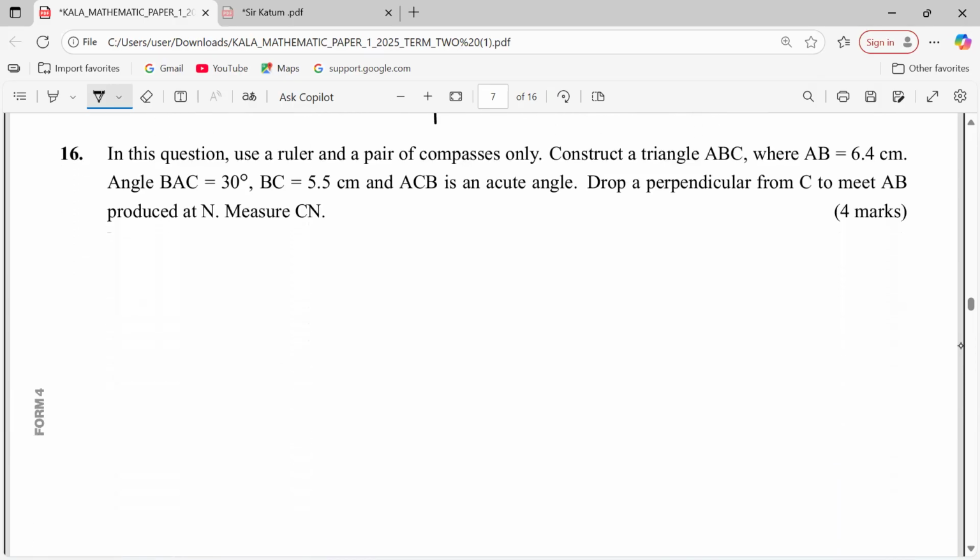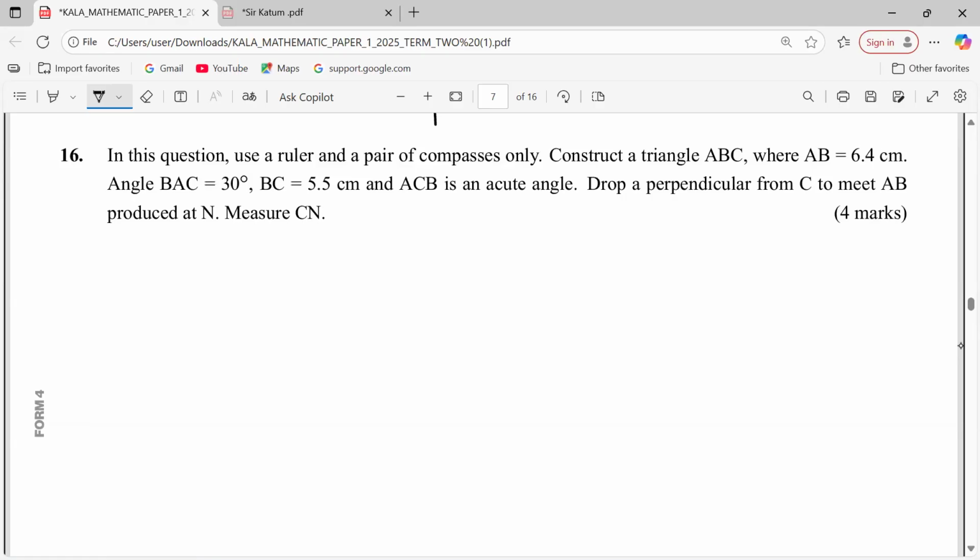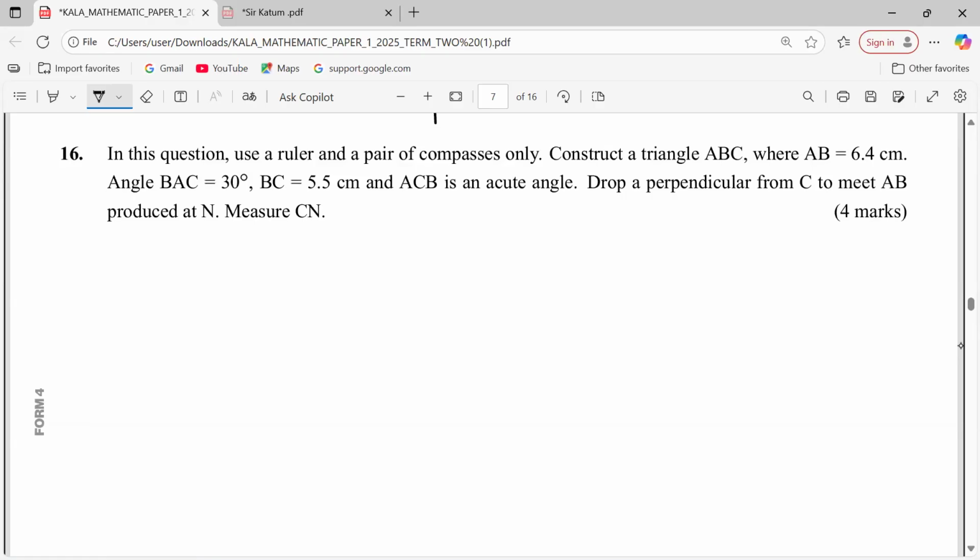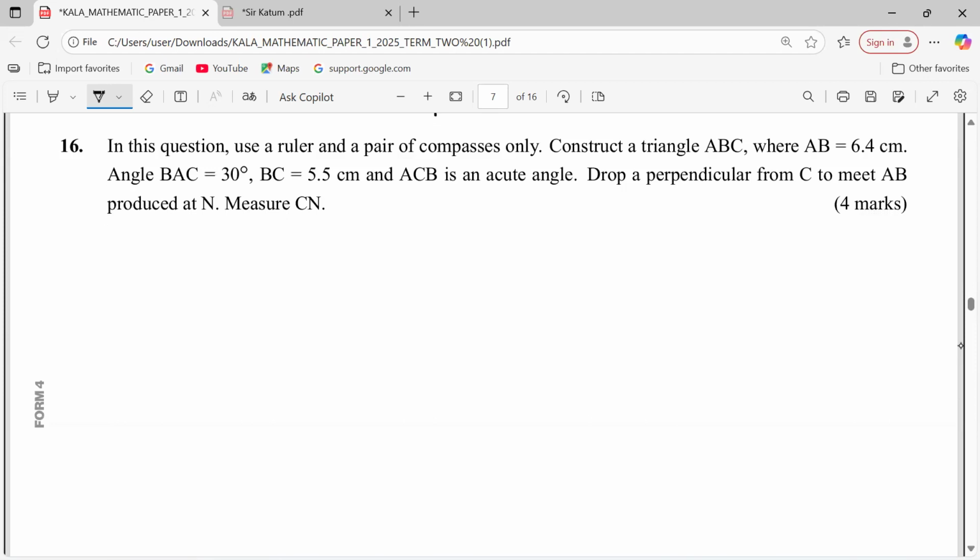Looking at number 16, which is now the last part in section 1. In this question, use a ruler and a pair of compasses only. Construct a triangle ABC where AB is 6.4, the angle at A is 30, and the length BC is 5.5. Drop a perpendicular from C to AB at N, then measure CN.